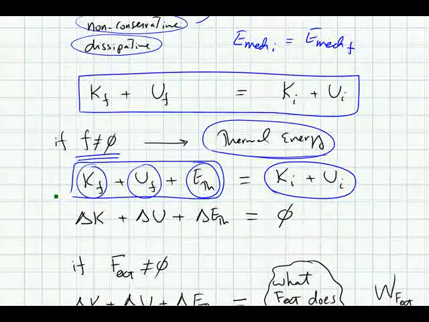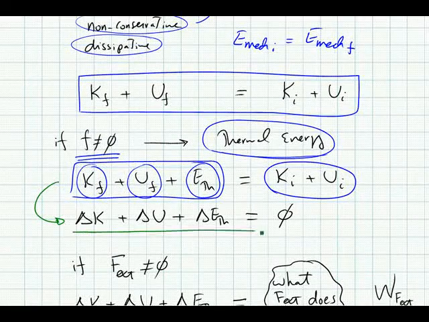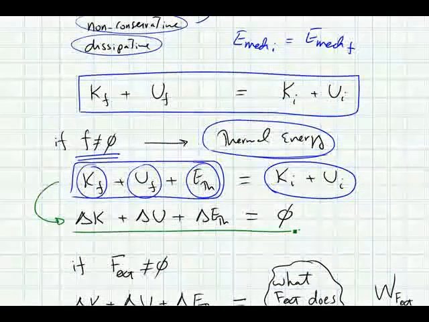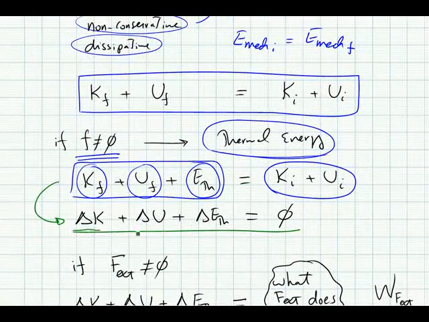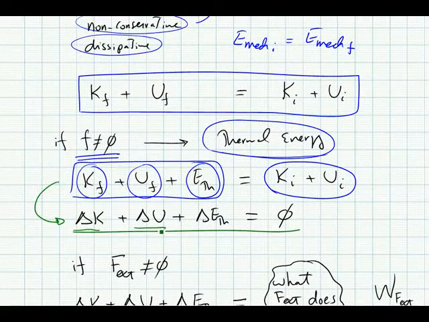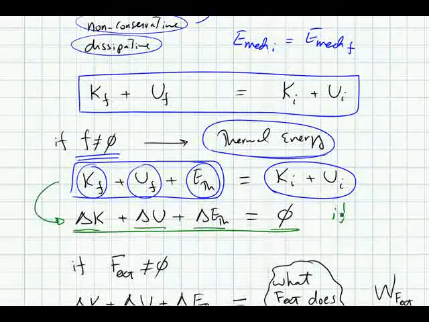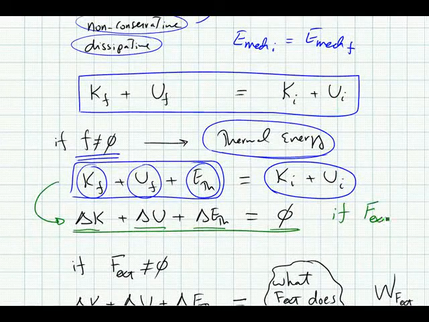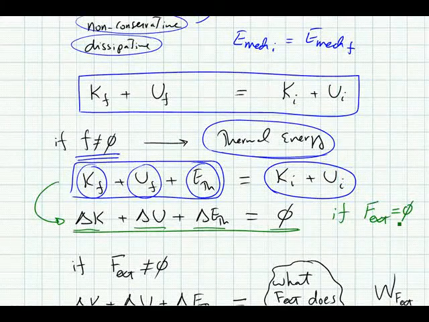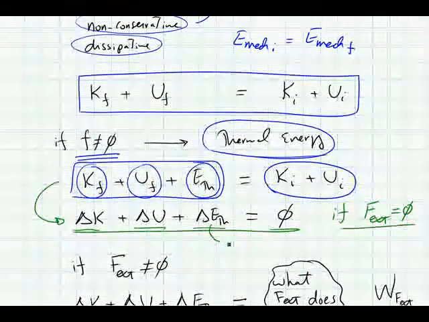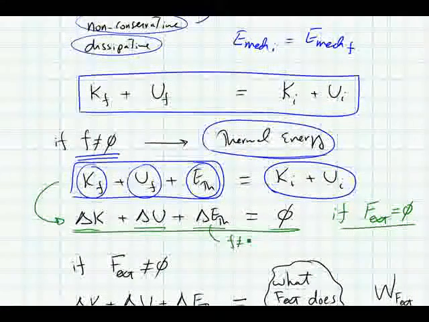We can rewrite this equation in this form, which sometimes helps in problem solving. So the change in kinetic energy plus the change in potential energy plus any change in thermal energy equals 0 if external forces don't exist. So kinetic and potential energy, that's our mechanical energy, and the change in thermal energy was brought about as a result of friction being non-zero, or friction existing.